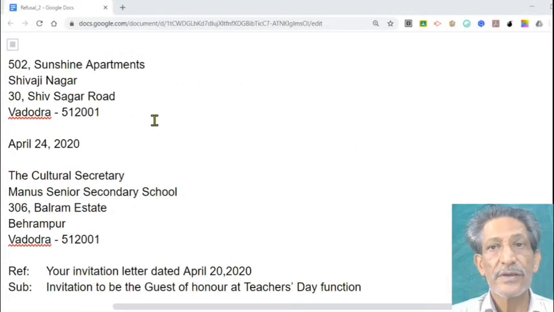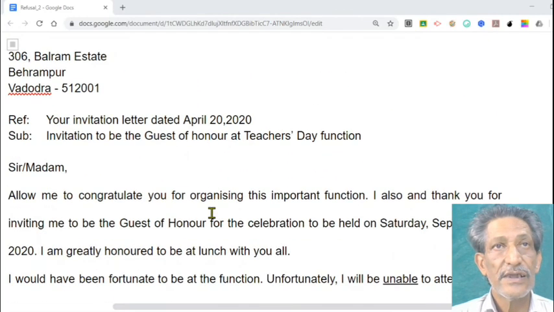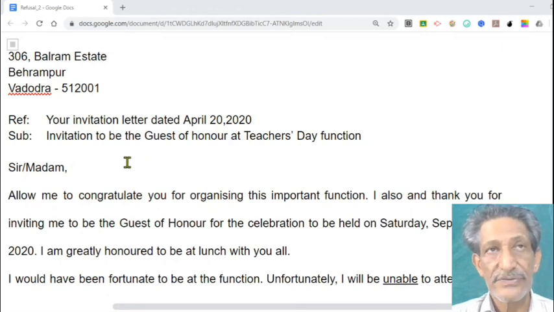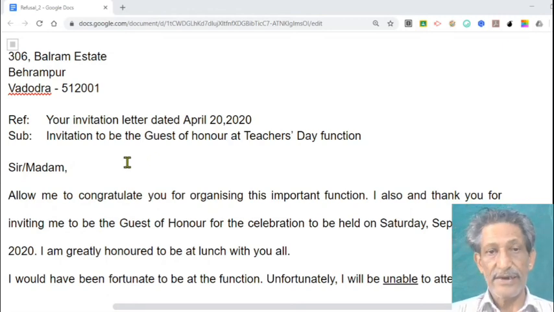Now we're going to discuss the letter of refusal to an invitation. The format is, as I have discussed earlier, we have the sender's address, the date, followed by the receiver's name and address. Then here I've added one thing, the reference. That is not mandatory, but if you want, you can still add it. It adds more to your letter. But if you don't remember to write it, which most of us don't, even then it is acceptable.